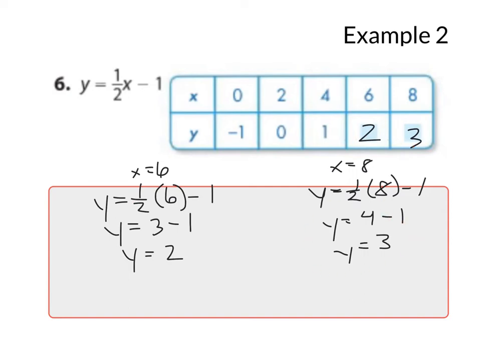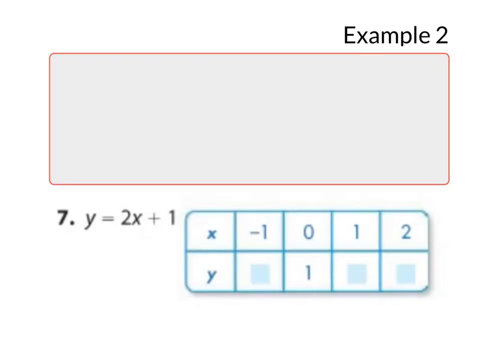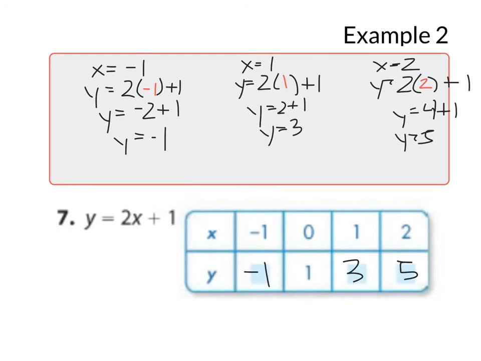Moving on to number 2 of example 2 in 3, 2, 1. Here's number 2 of example 2. Please write the equation, please write the table, and please fill in the table with the missing values once you substitute in for x. I'm going to show you the answers in 3, 2, 1. There are my answers for each of the substitutions with my work, which you should have. Moving on in 3, 2, 1.